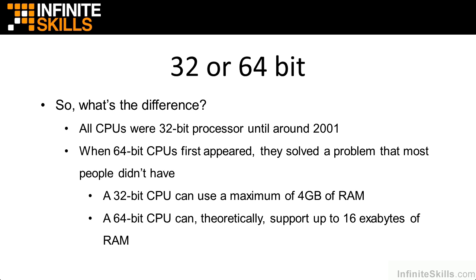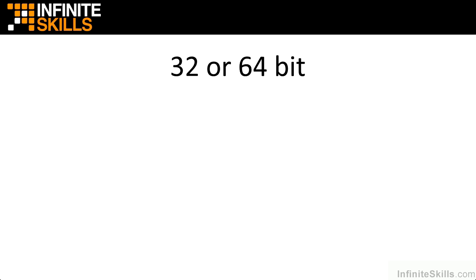A 64-bit processor can, theoretically, support up to 16 exabytes of RAM. Now you can see how fast we're moving in our technology here. We went from bytes to megabytes to gigabytes. When I say a 64-bit CPU can support up to 16 exabytes of RAM, what am I saying? Well, 1 exabyte is equivalent to 1 billion gigabytes. So we're talking about a lot more RAM.